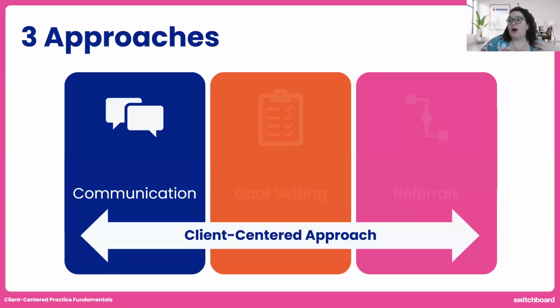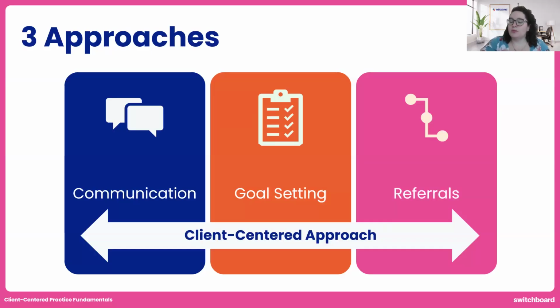Goal setting. How do we work with clients on setting specific service provision goals, but really incorporating their needs and wishes? And referrals. So recognizing clients need more support than we can give them sometimes, or they just need other kinds of services, helping them get established in their communities with other services and support networks.